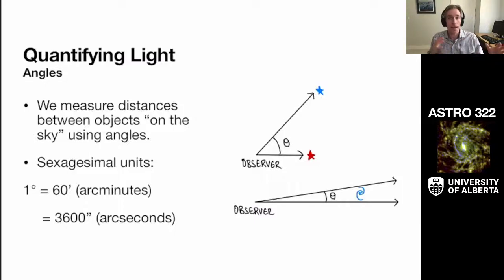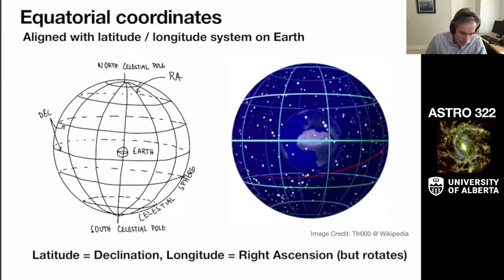I'll note that angles often use these sexagesimal units, where a degree is 60 arc minutes and each arc minute is broken into 60 arc seconds. So we have this relationship using base 60 notation because of the analogy, I guess, with time and the Babylonian number counting system. So yeah, it's been with us for a little while.